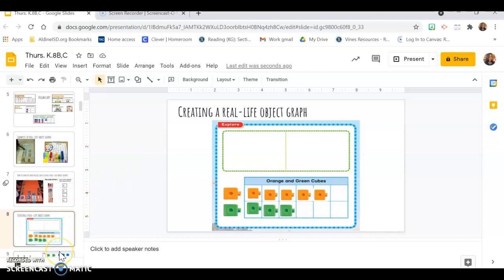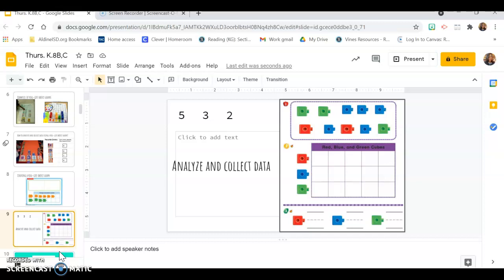Okay. Now we are going to do this together. We're going to create a real life graph, and then we're going to collect our information. We're going to look at these numbers later, so let's pretend that they're not there right now. Let's go ahead and graph our real life objects. Ready? Let's start with red. So we're going to put red with red. That's 1 and 2. Okay. Now we're going to do blue.